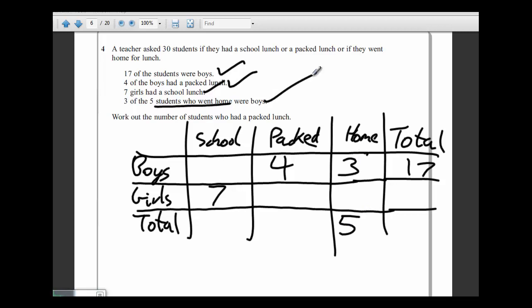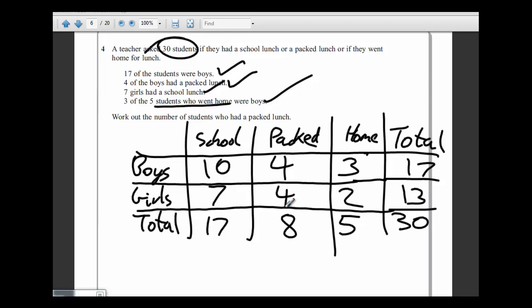So now we have enough information to finish filling in the table. So 3 add something equals 5, that's going to be 2. 4 add 3 add something is 17, this has to be 10. 10 add 7 is 17. We know in total there were 30 students, which means 17 add something add 5 is 30, so that's going to be 8. 17 add something is 30, this is going to be 13. And 4 add something is 8, that's going to be 4. So the number of students in total who had a packed lunch is just 8.